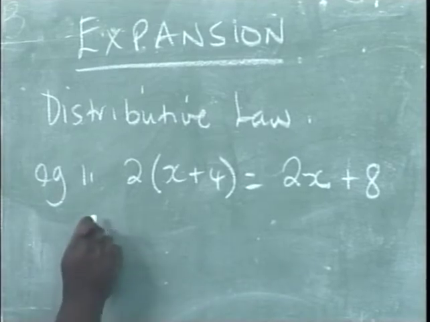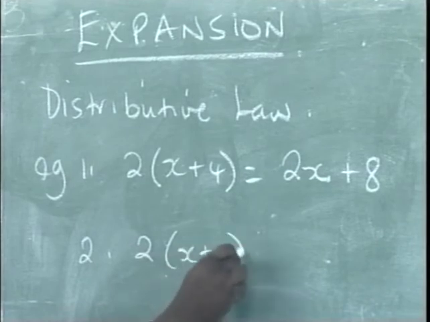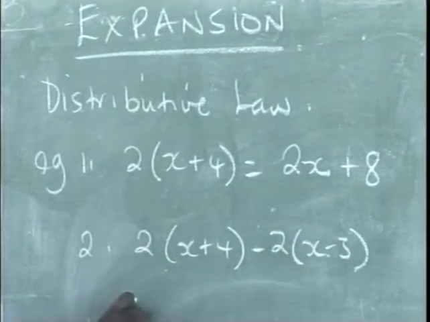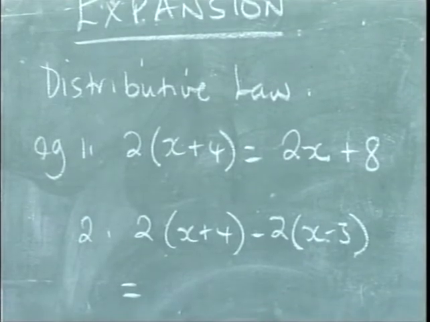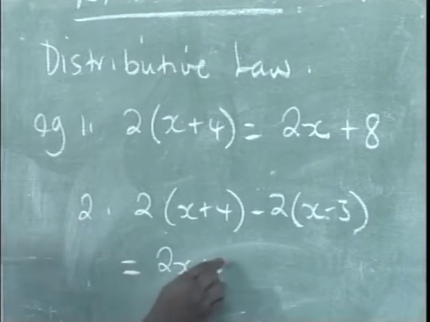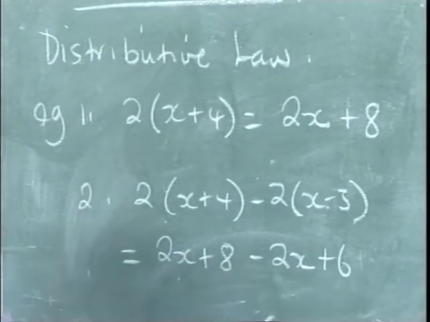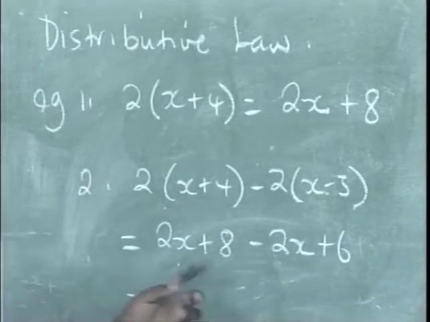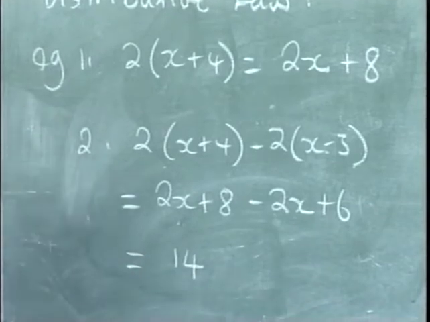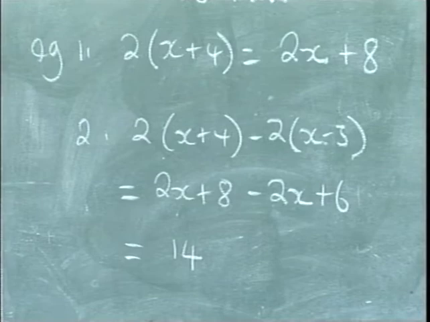Sometimes you can be told expand and then simplify, or remove the brackets and then simplify. You get 2x plus 8 minus 2x plus 6. And then 2x minus 2x is 0. 8 plus 6 is 14. That's expanding and then simplifying.